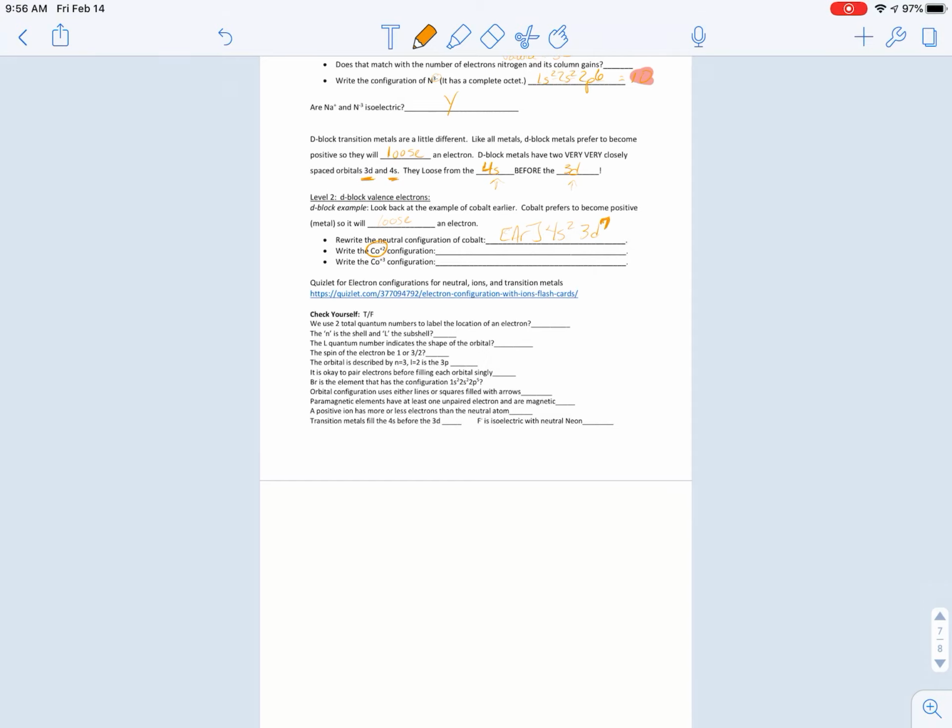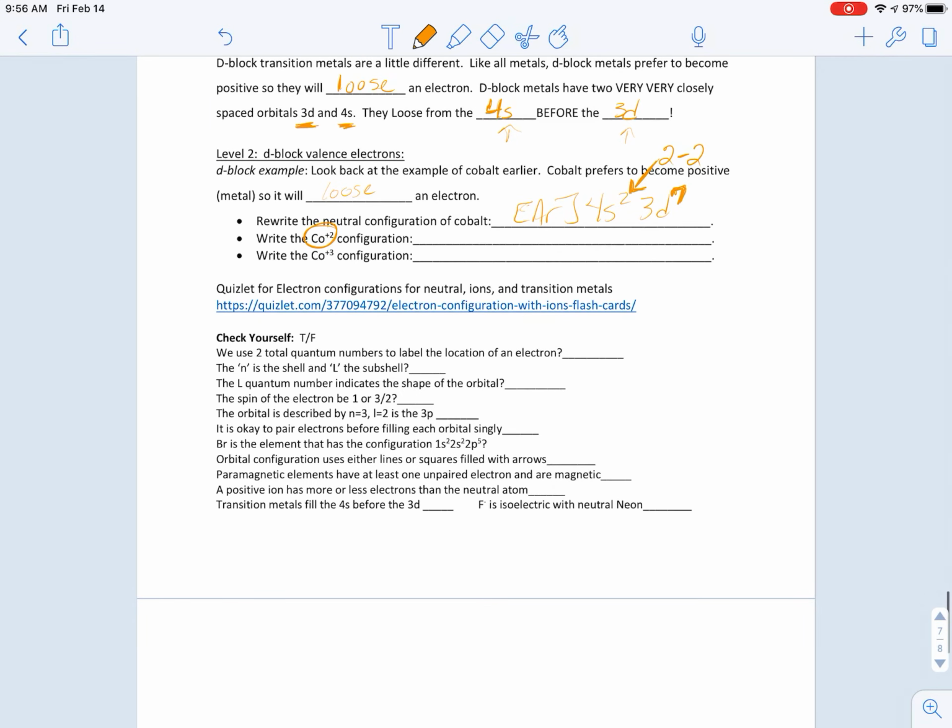So if this becomes cobalt plus 2, this is the crazy bit. It's going to come out of the 4s. So it has 2 electrons there, and if it's plus 2, it means that we're losing 2 electrons. So the way you write that is Ar 4s0 3d7. We don't actually write the 0, so the way we really write it would be Ar 3d7. That is the configuration of that one.